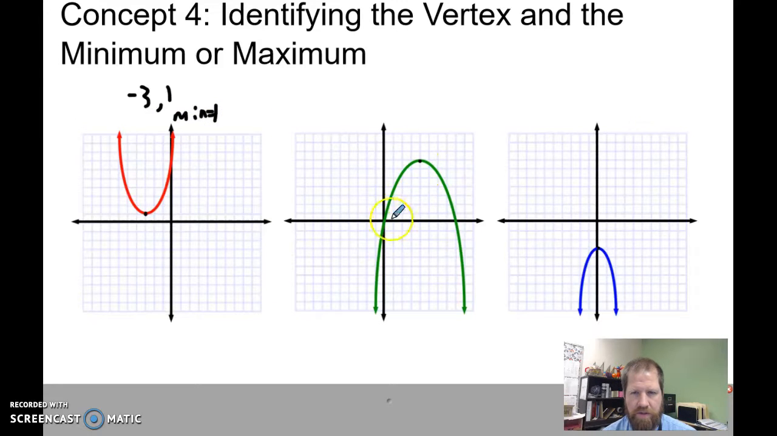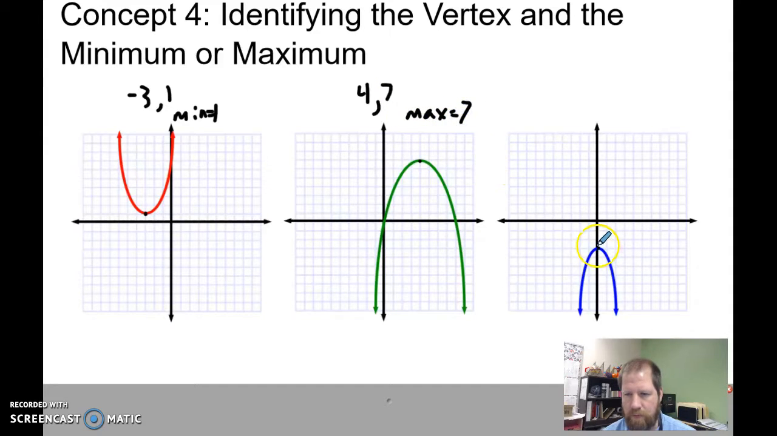All right. For this one, the vertex is 1, 2, 3, 4, 7. So this is at 4, 7. It has a maximum because the parabola opens downwards. This is kind of the top of the mountain. And the max is 7.